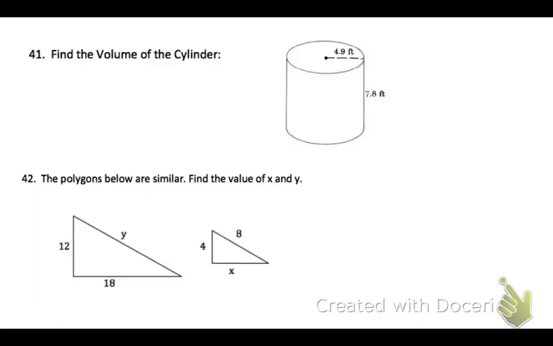41. Find the volume of the cylinder. Well, remember that the formula for volume of a cylinder is the area of the base times the height, and the height is the distance between the two bases. The base on a cylinder is a circle, so the area of a circle is pi r squared, and then I'm going to multiply it by the height of the cylinder.